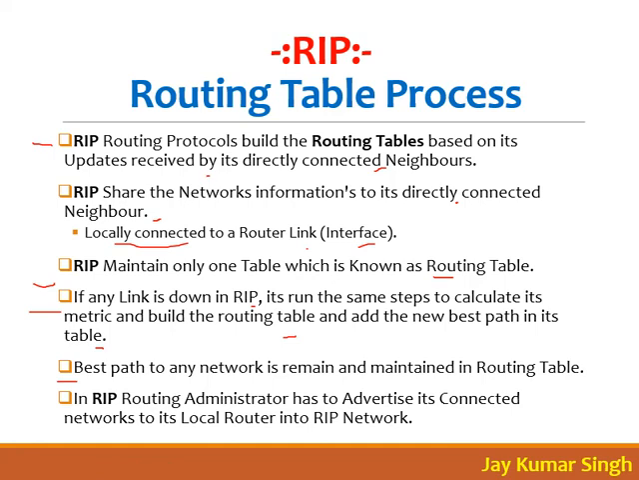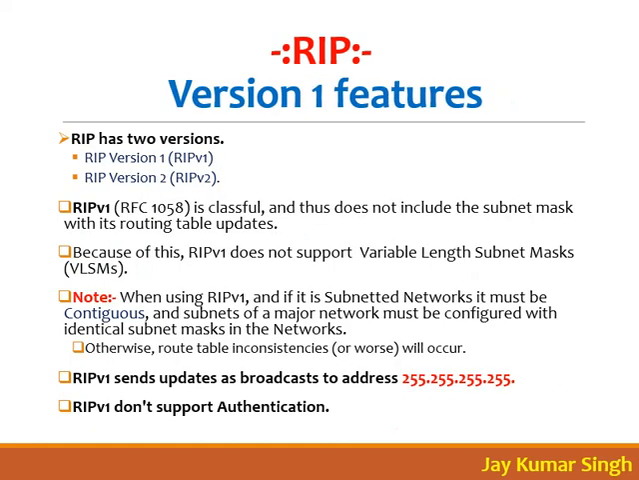In RIP routing, the administrator has to advertise the connected networks on the local router in the RIP network. You have to advertise the network manually. RIP has two versions, this we already know. RIP version 1 is a classful routing protocol and RIP 2 is a classless routing protocol. RIP version 1 does not support subnetted IP addresses. Note, when using RIP version 1, if it is a subnetted network, it must be a contiguous network.